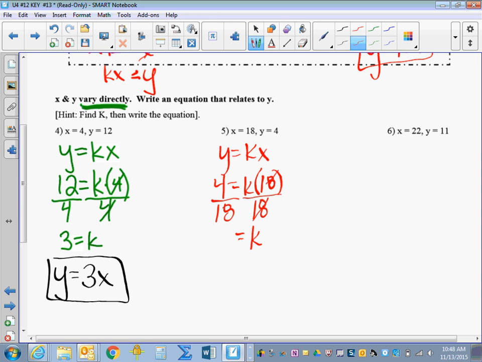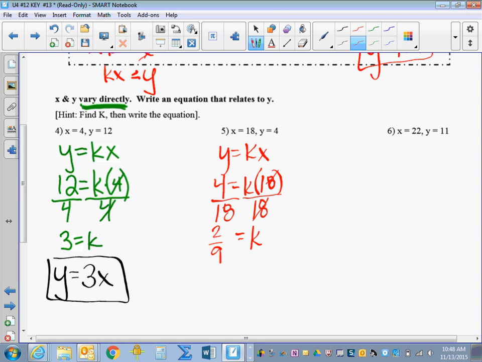You have your calculator in front of you. Will you put in 4 divided by 18 for us? I thought you said we didn't need it. We didn't need it on that one. 4 divided by 18. Turn it into a fraction. 2/9. Very good. It reduces down to 2/9.